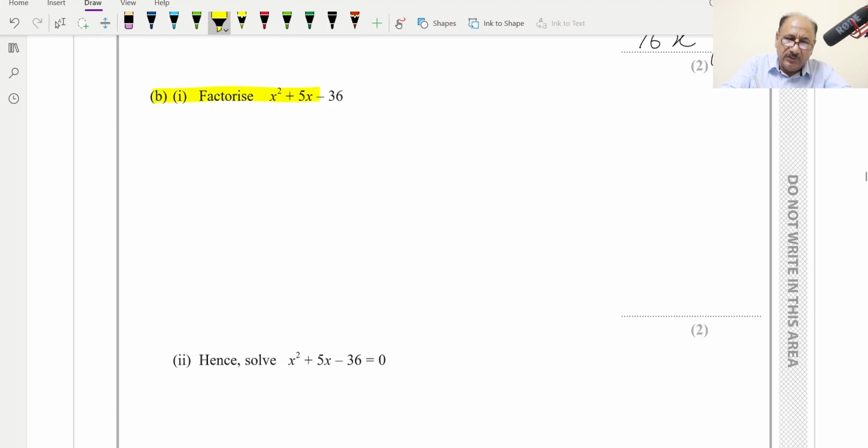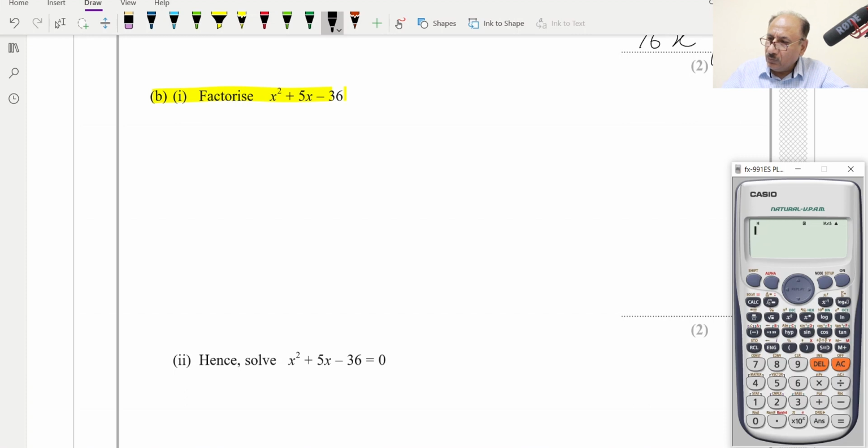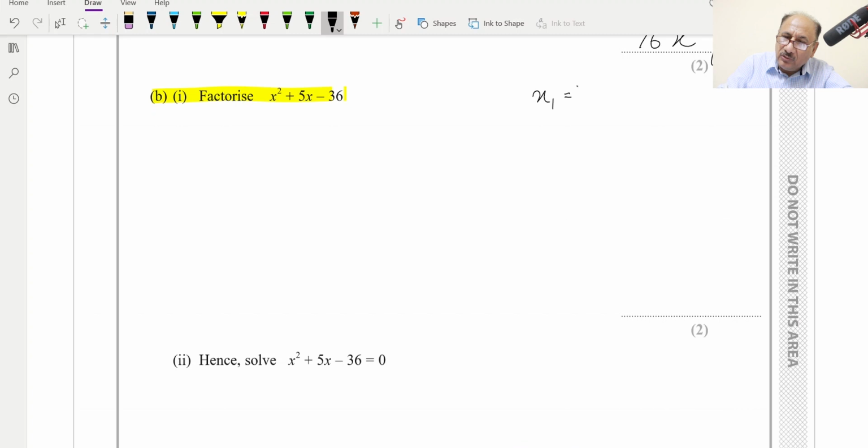Then B part, B1, factorize. We have to factorize this one. To factorize this one, we can use mode 5 3 button, and the coefficient of x square is 1, coefficient of x is 5, and the constant is minus 36. Then x1 will be 4 and x2 will be minus 9. So x1 is equal to 4 and x2 is equal to minus 9.